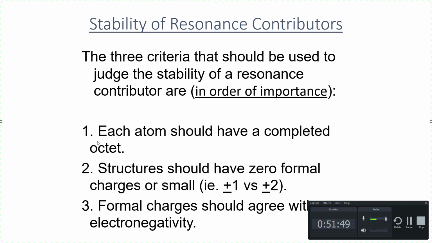We look at number one, and if that tells us that one is more stable than another, that's great. If there are ties, we go to 2. If that breaks the tie, great. If not, we go to 3 as our tiebreaker. So these are sequential rules in order of importance. So first of all, each atom should have a completed octet.